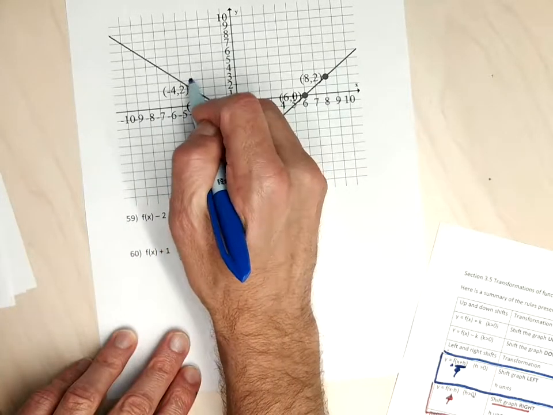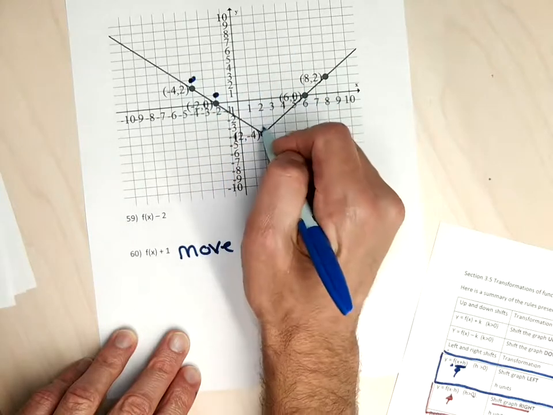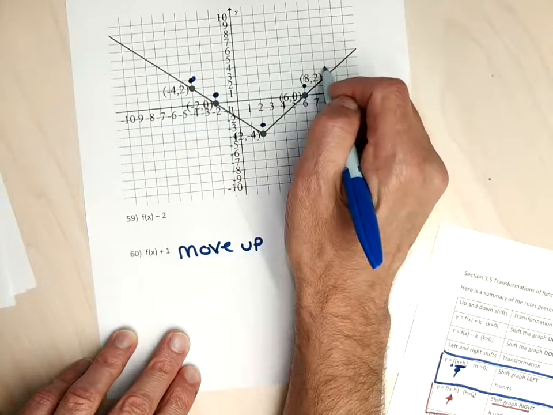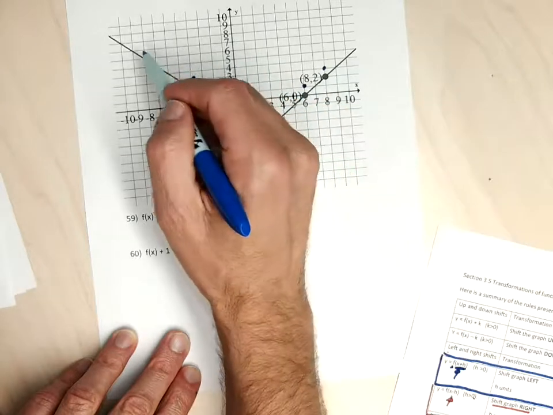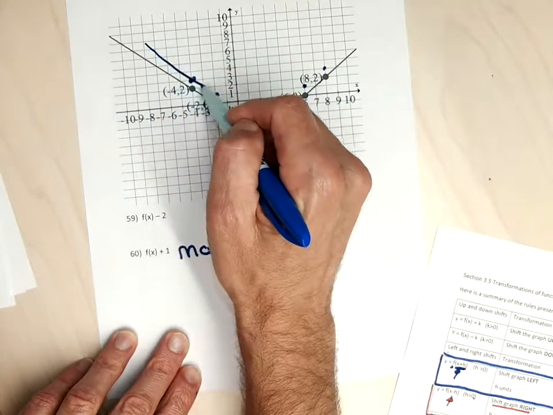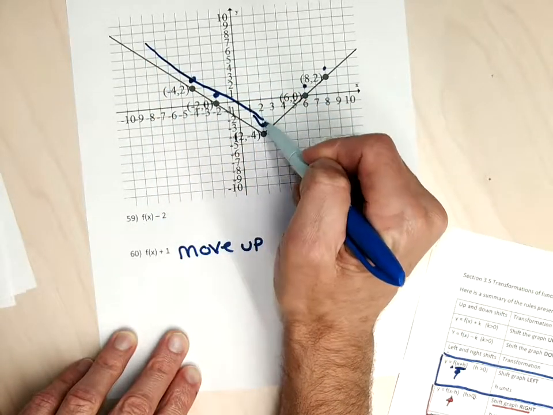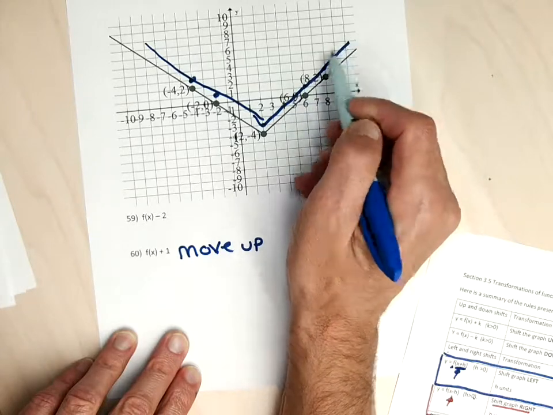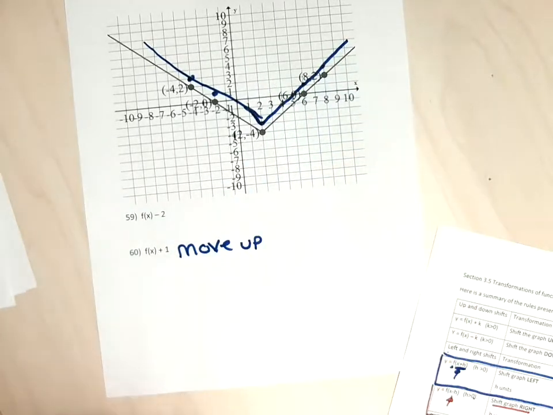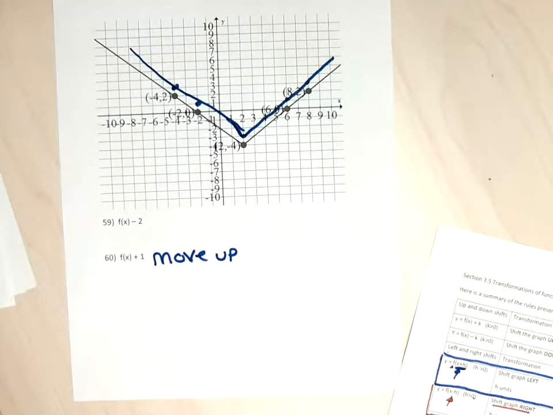So this point I'm going to move up 1, move up 1, move up 1, move up 1, move up 1. I took all the points that were given, I moved them up 1, and I'm trying to draw the best I can, something that is a V. That little wobble in there was just my inability to draw straight lines.